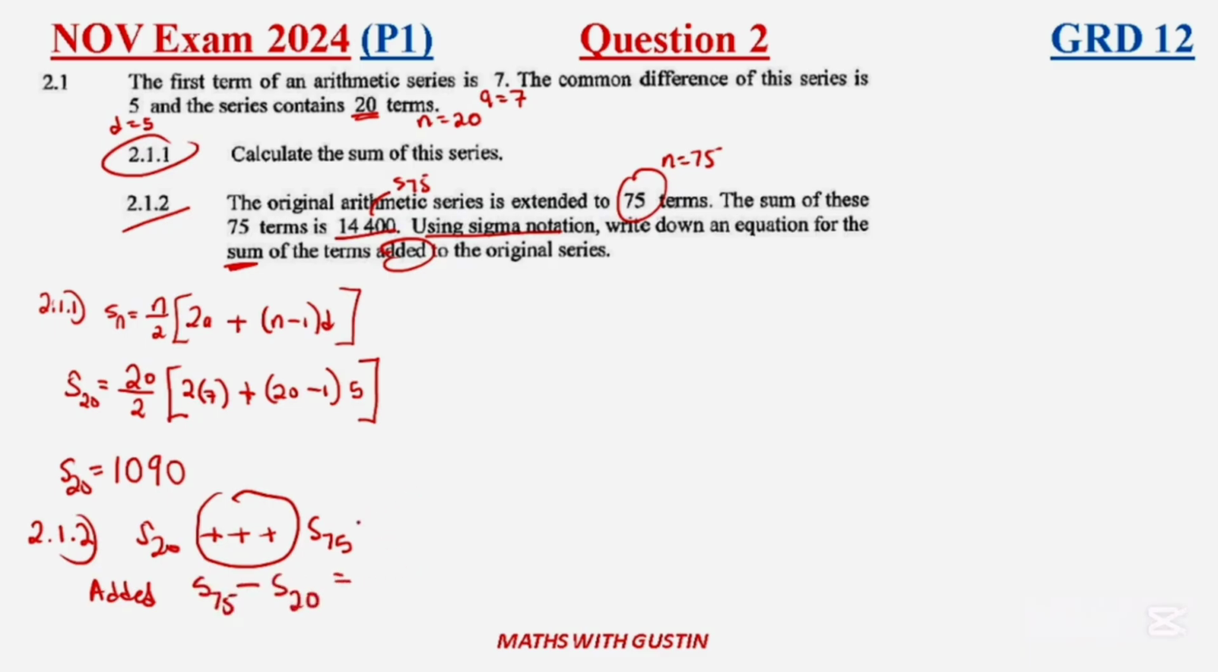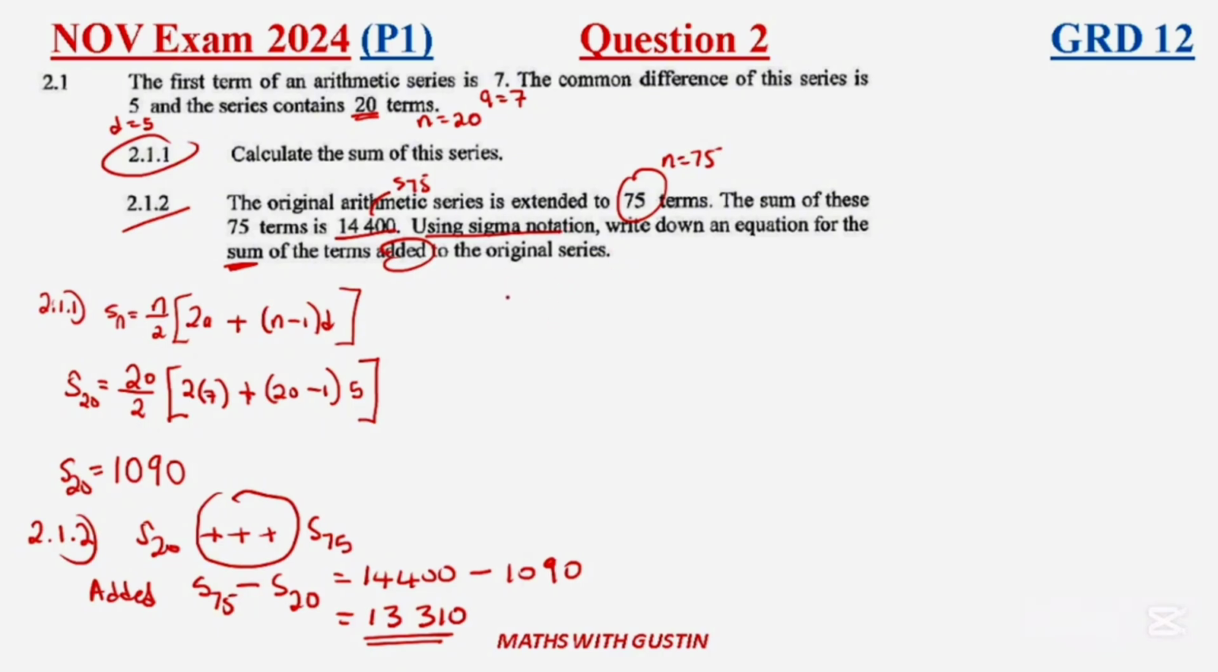They already told us S75 is 114,400, minus 1090. So this gives us 13,310. So this is what is being added. However, what are they saying? They want us to use sigma notation to write down the equation. So now let's go ahead and find the formula of these terms.